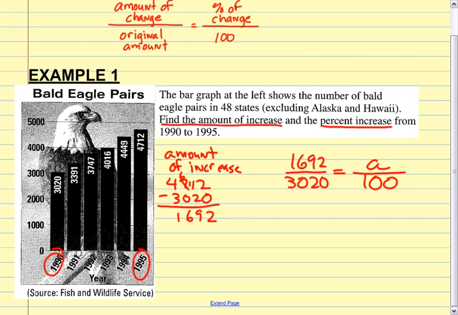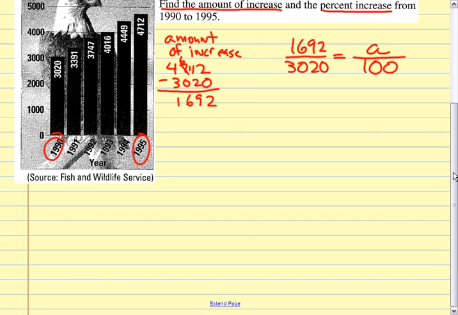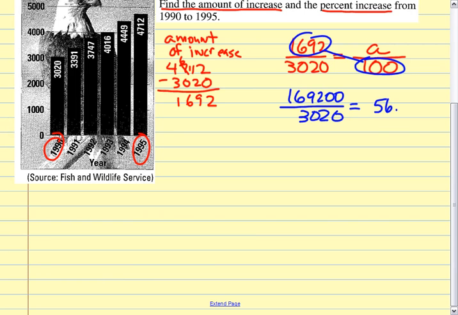Now, Isabel, what do I do from here? Multiply 100 times 1,692. And do you agree that I just add 2 zeros? Okay, so I multiply these 2 things, and then what do I do? Divide it by 3,020. Can someone tell me what that is when I divide by 3,020? What do I get, Elizabeth? 56.026. You know what? I'm going to round it to 2 places. So 56.03%. Great job.